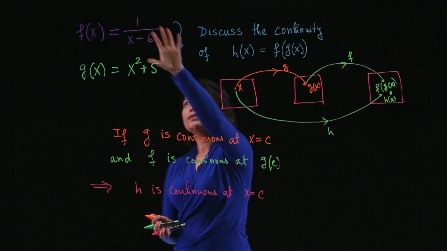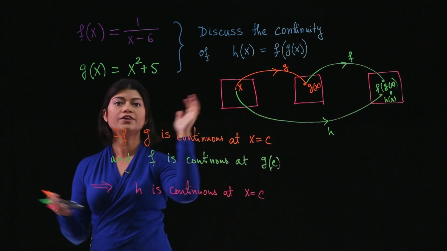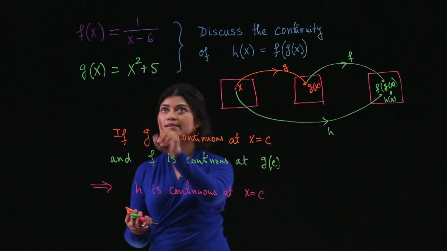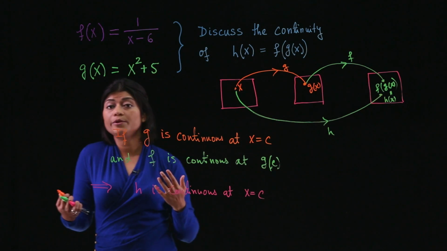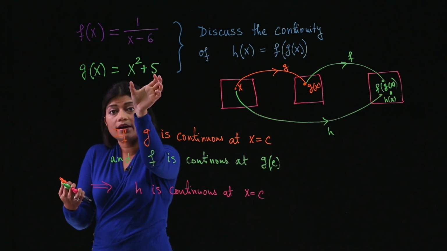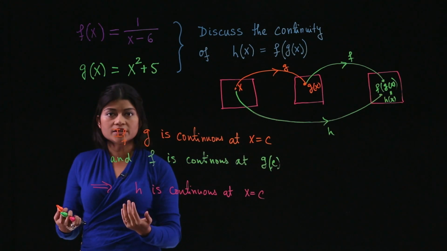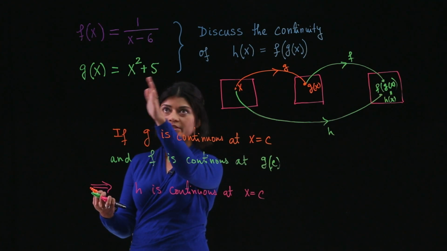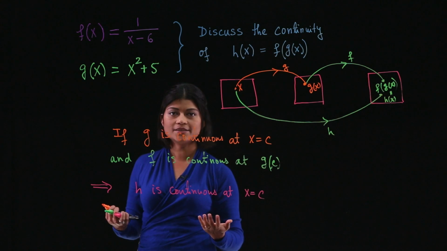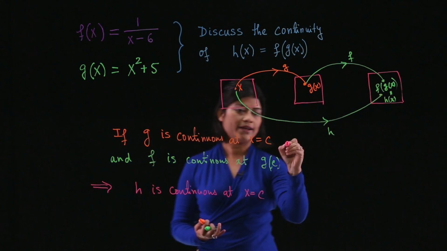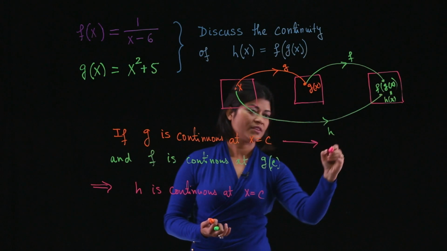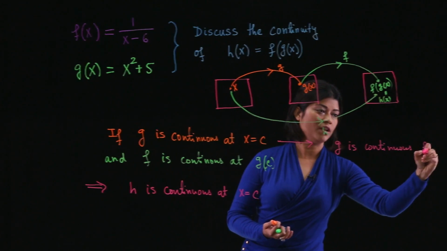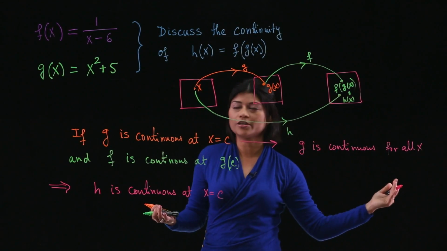So let's go back to the expressions for f and g and figure out where they are continuous separately. Look at g first. Where is g continuous? Or maybe we should consider the other way around: is there any place where g is not continuous? Look at the expression for g. It's just a quadratic expression. There is no denominator, it's a polynomial. g is continuous everywhere. So note that g is continuous for all x. There's no place where g is not continuous.